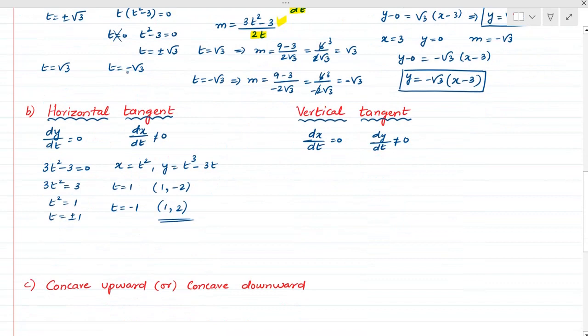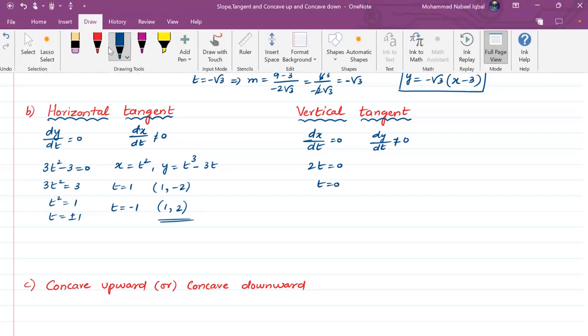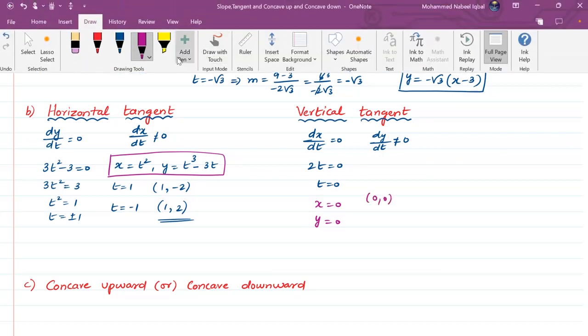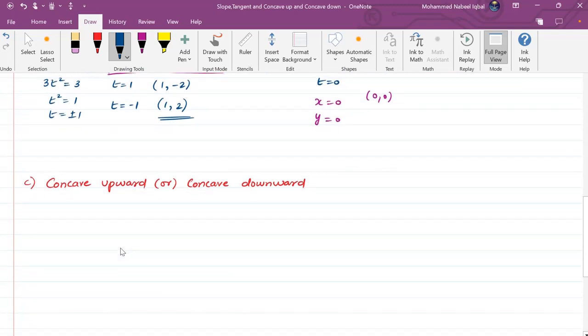Now similarly for the vertical tangent, I have to put dx over dt, which is 2t, equal to 0, and here t is equal to 0. When I substitute into the parametric equation for x and y, you will get the point x comma y. What is the x comma y? The x value is 0, the y value is also 0. So at (0, 0) you will have a vertical tangent. Now the next one, I have to find where it is concave up and concave down.